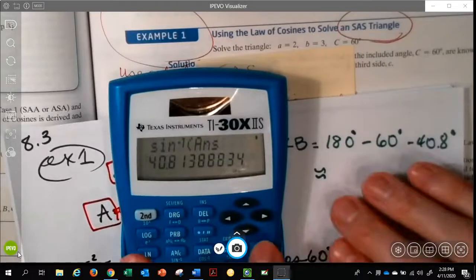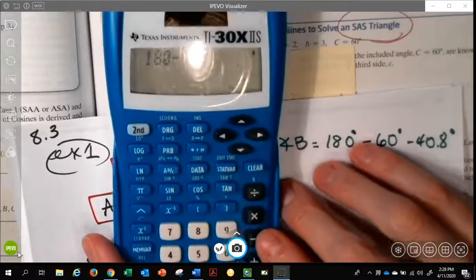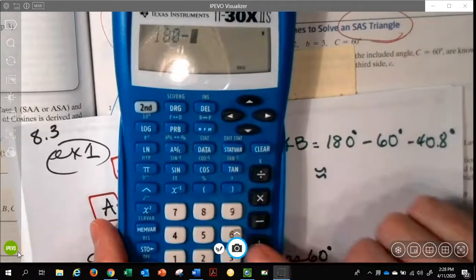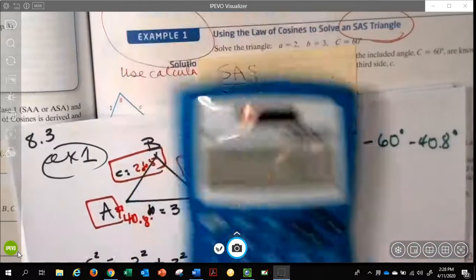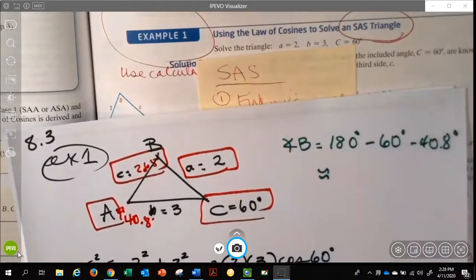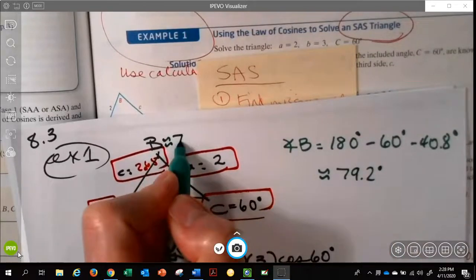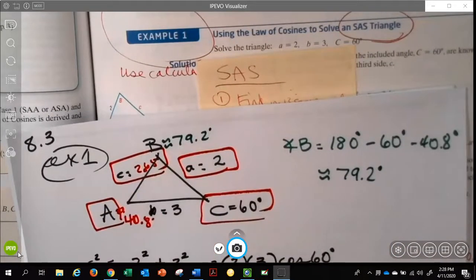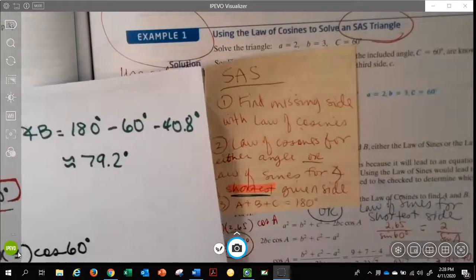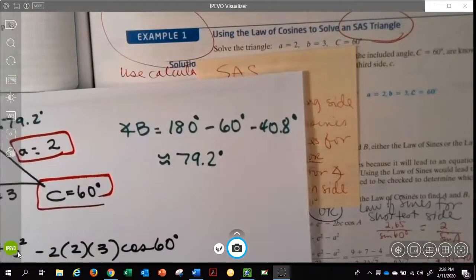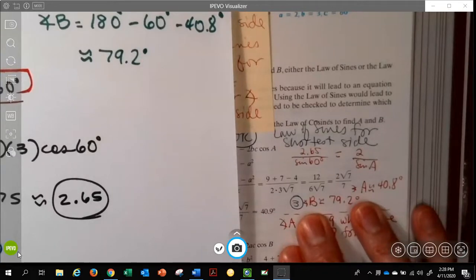And so on my calculator, hit clear a bunch of times. Go ahead and tell it I want 180 minus my 60 minus my 40.8, equals. And it's telling me about 79.2. So angle B is about 79.2. And that's everything you're going to have to do on homework. That's what you'll have to do in this assignment. And the only thing I would share with you is over here, you can't see it, right here when I did it, I got 40.8.